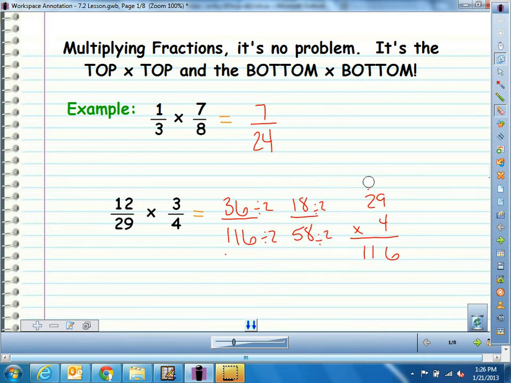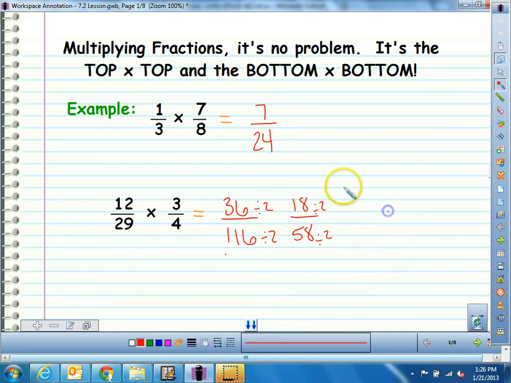I'm going to erase this just so I have some room here. 18 divided by 2 is 9. 58 divided by 2, well, half of 50 is 25. Half of 8 is 4, so 29. Well, I at least remember from way back in the beginning when we did that factor game that 29 was the biggest prime number that we had on that board. So that's not going to work with 9. This is as far as I go.